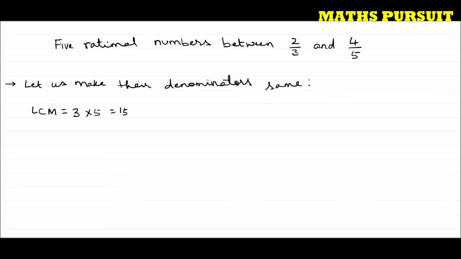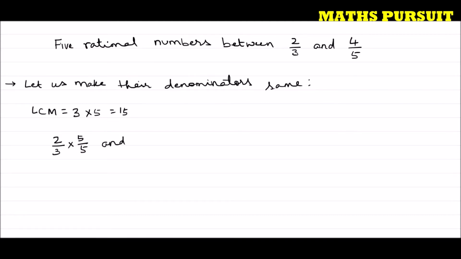Now after getting the LCM, let us make the denominators the same. How will we do that? We can do that by multiplying. Here it is 2 upon 3, so we require 15 here. That means I need to multiply the denominator by 5. If I multiply 5 in the denominator, I should also multiply 5 in the numerator, so that the overall effect remains the same.